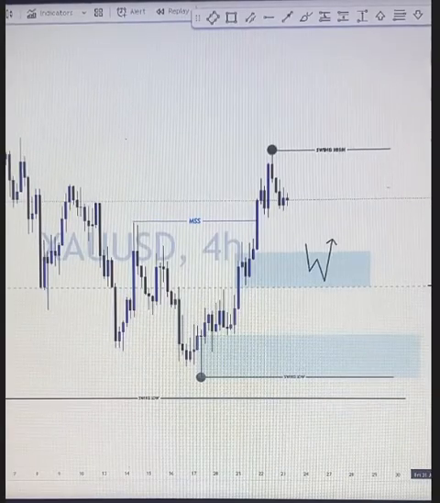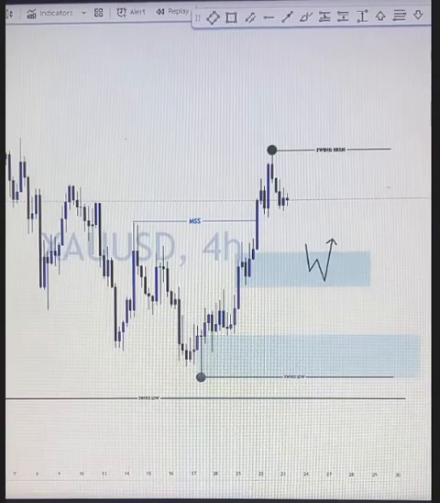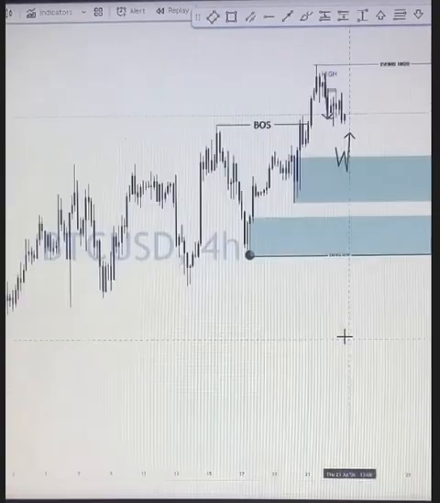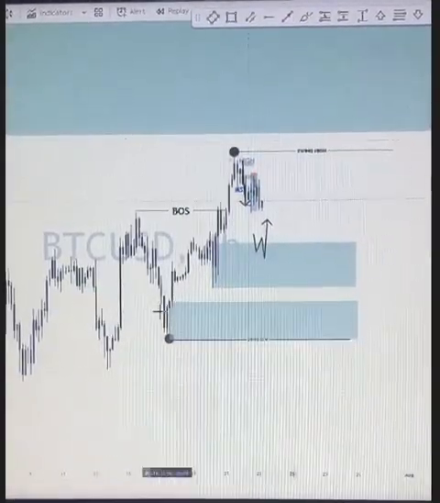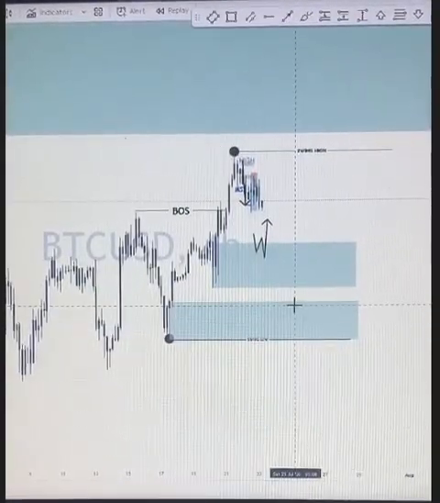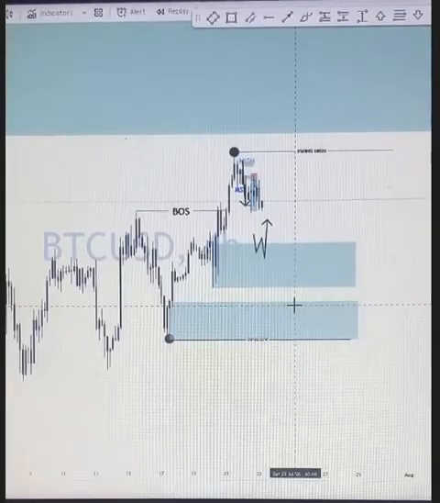All right, good. Now let's go to BTC. Now we'll be analyzing BTC. To analyze BTC, what do we do first?